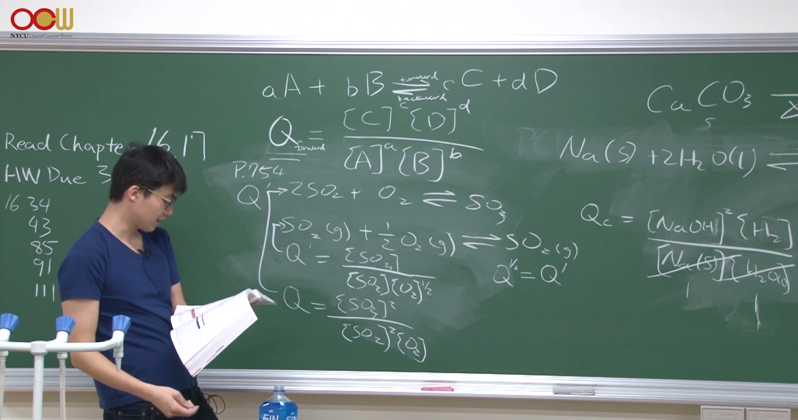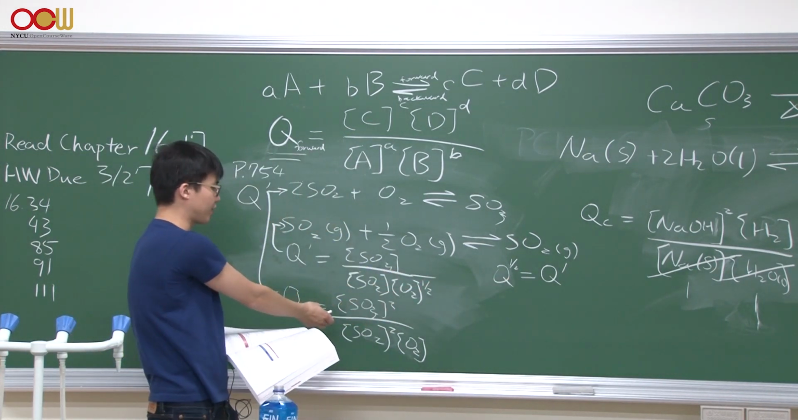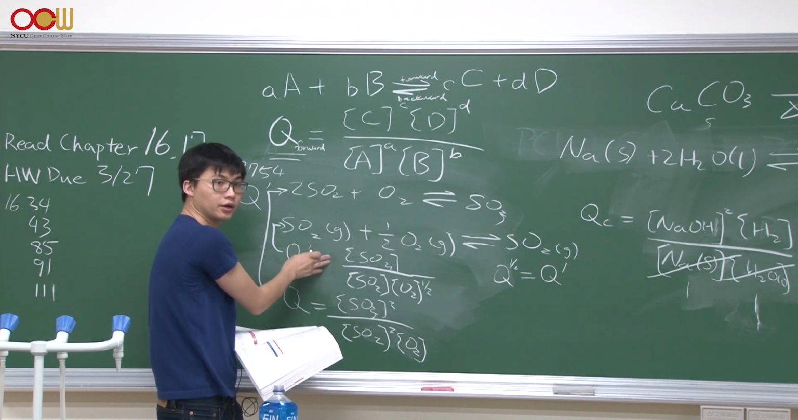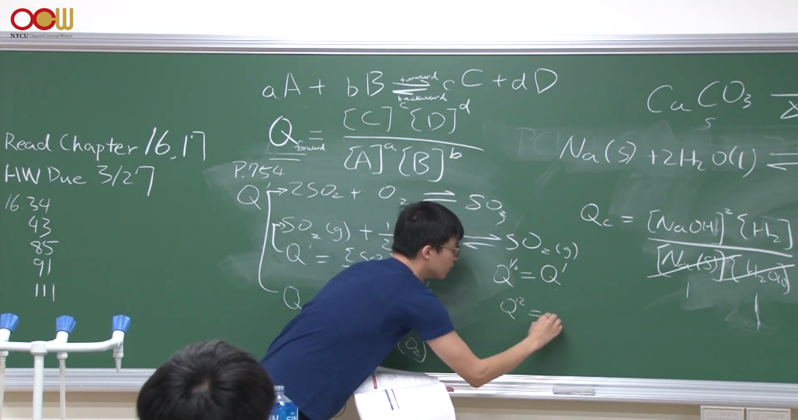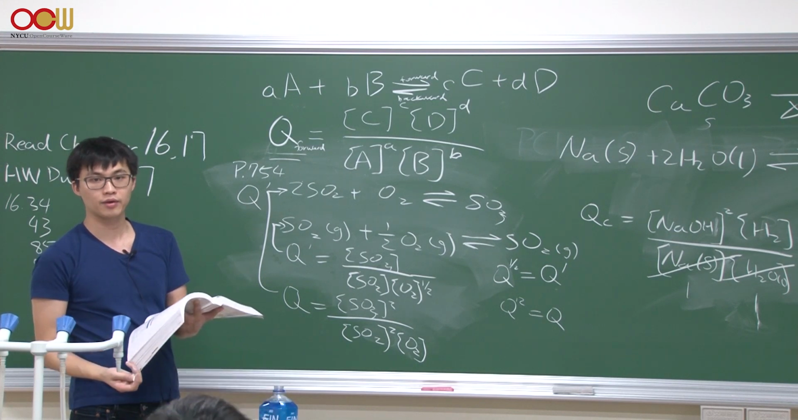So when someone asks, what is Q prime, then you have to recognize how we can get from here to here, or from here to here. These will be different. So Q prime squared will be equal to the Q that we showed. This is just simple math.